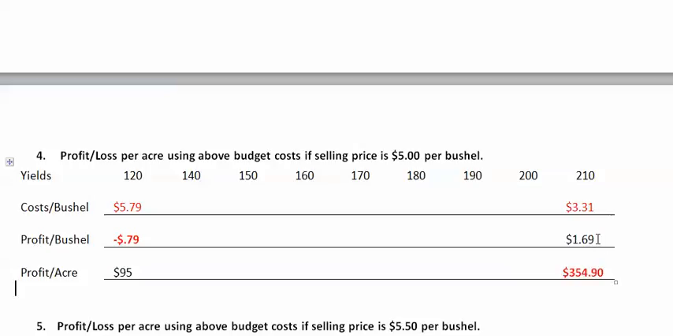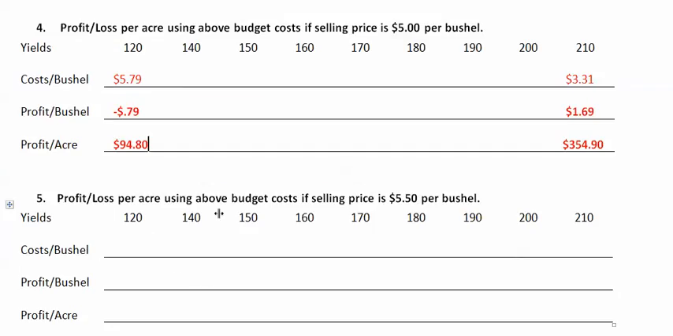If we want to know for our entire farming operation, obviously we take our profit per acre times number of acres. So on the next problems, you'll see that you will be doing very similar problems, same way, profit or loss. This is actually $94.80. Sorry about that. Take their profit or loss per bushel and then per acre.